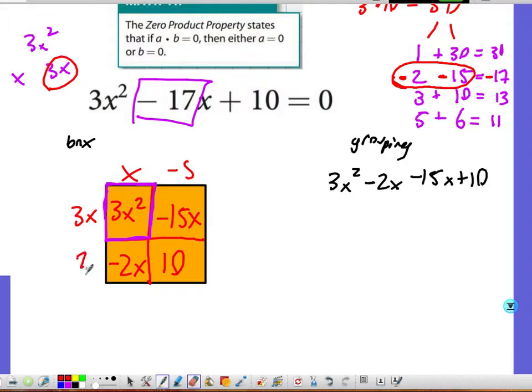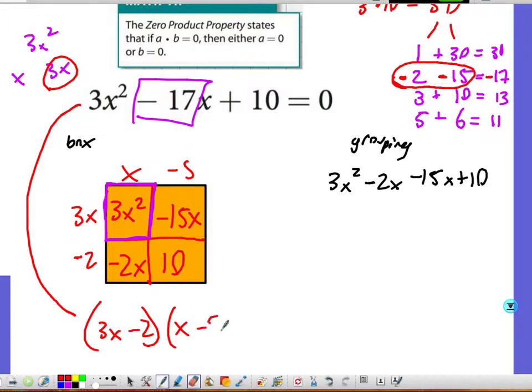And what about here? X times what gives me negative 2x? Well, it's going to have to be negative 2. Negative 2 times x gives me negative 2x. And we always want to check this. Negative 2 times negative 5 does in fact give me positive 10. And so those are my two factors. That means that 3x squared minus 17x plus 10 can be written as (3x minus 2)(x minus 5) equals 0.